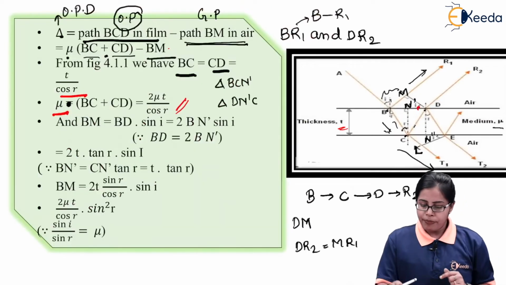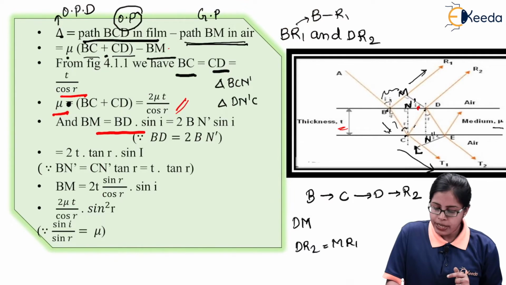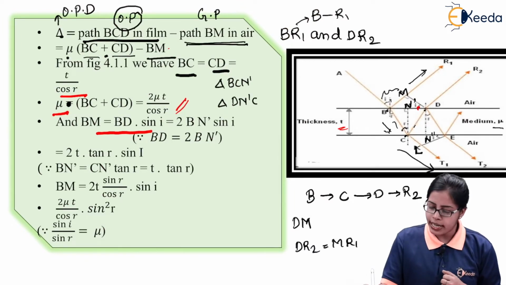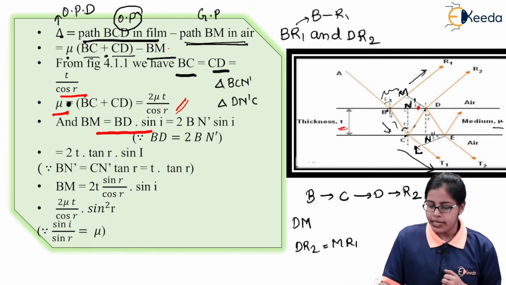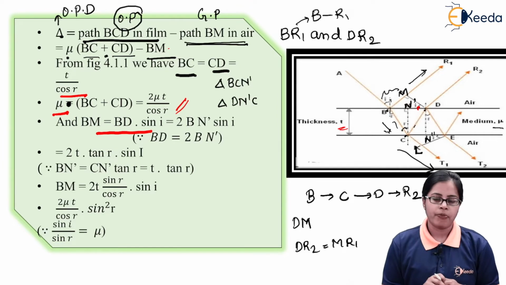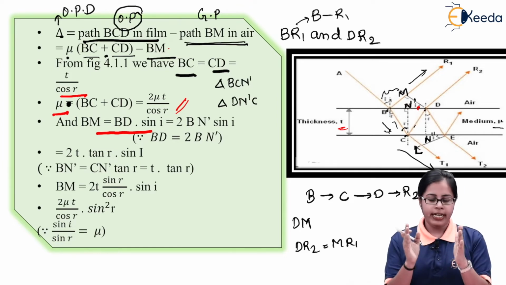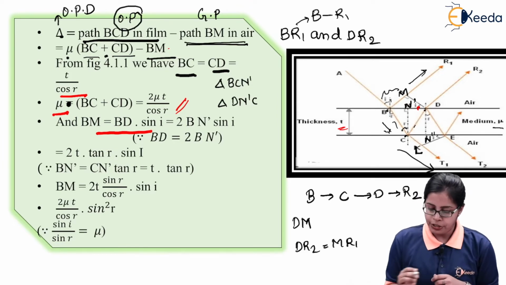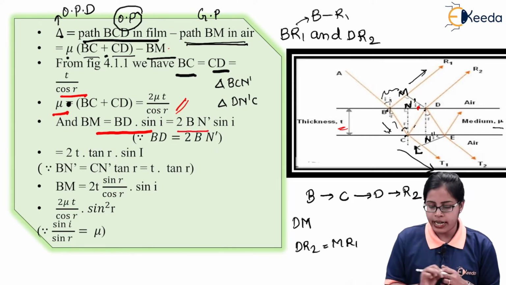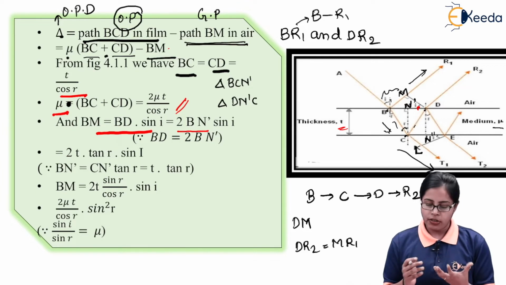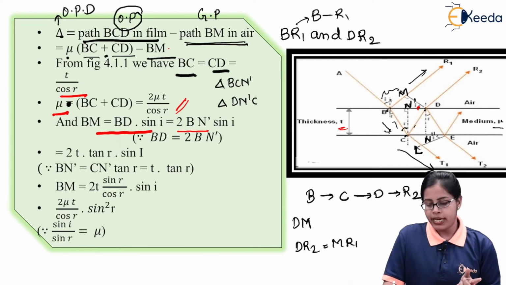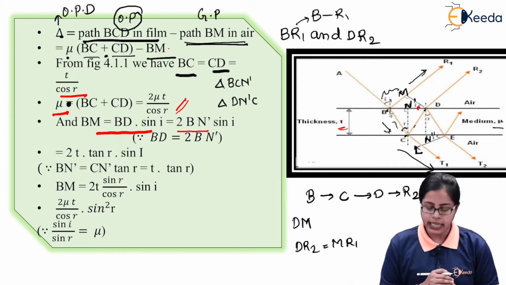So we got the value of BM. As you can see, we have written BM is BD into sine i. Now, if you look at the diagram, the distance BD is divided into two equal parts by the point N dash. So we can write BD as 2 times BN dash. So instead of BD, I'm making use of 2BN dash into sin i. So the value of BM we are getting is BM is equal to 2BN dash into sin i.